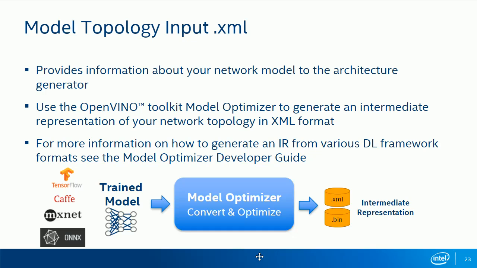The IR actually consists of a .xml that describes the network topology as well as a .bin file including the weights. But the architecture generator only needs the .xml file and not the weights. For information on how to generate an IR from various deep learning frameworks, see the OpenVINO Model Optimizer Developer Guide.